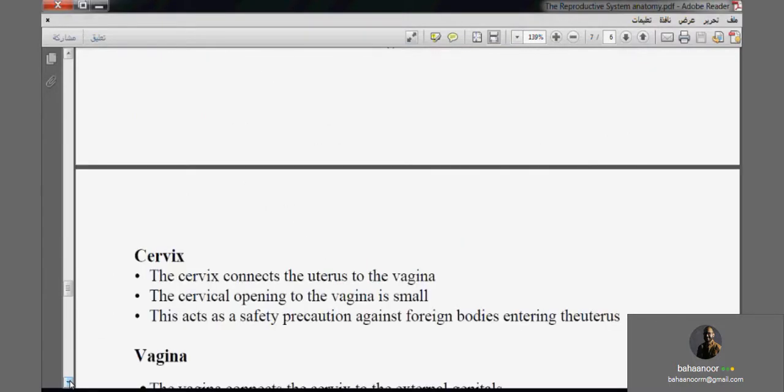The cervix connects the uterus to the vagina. The cervical opening to the vagina is small. This acts as a safety precaution against foreign bodies entering the uterus. The cervix makes the connection from the uterus to the vagina, and its opening is small. Why? It serves as a safety precaution, preventing any foreign bodies from entering the uterus, because its opening is small.